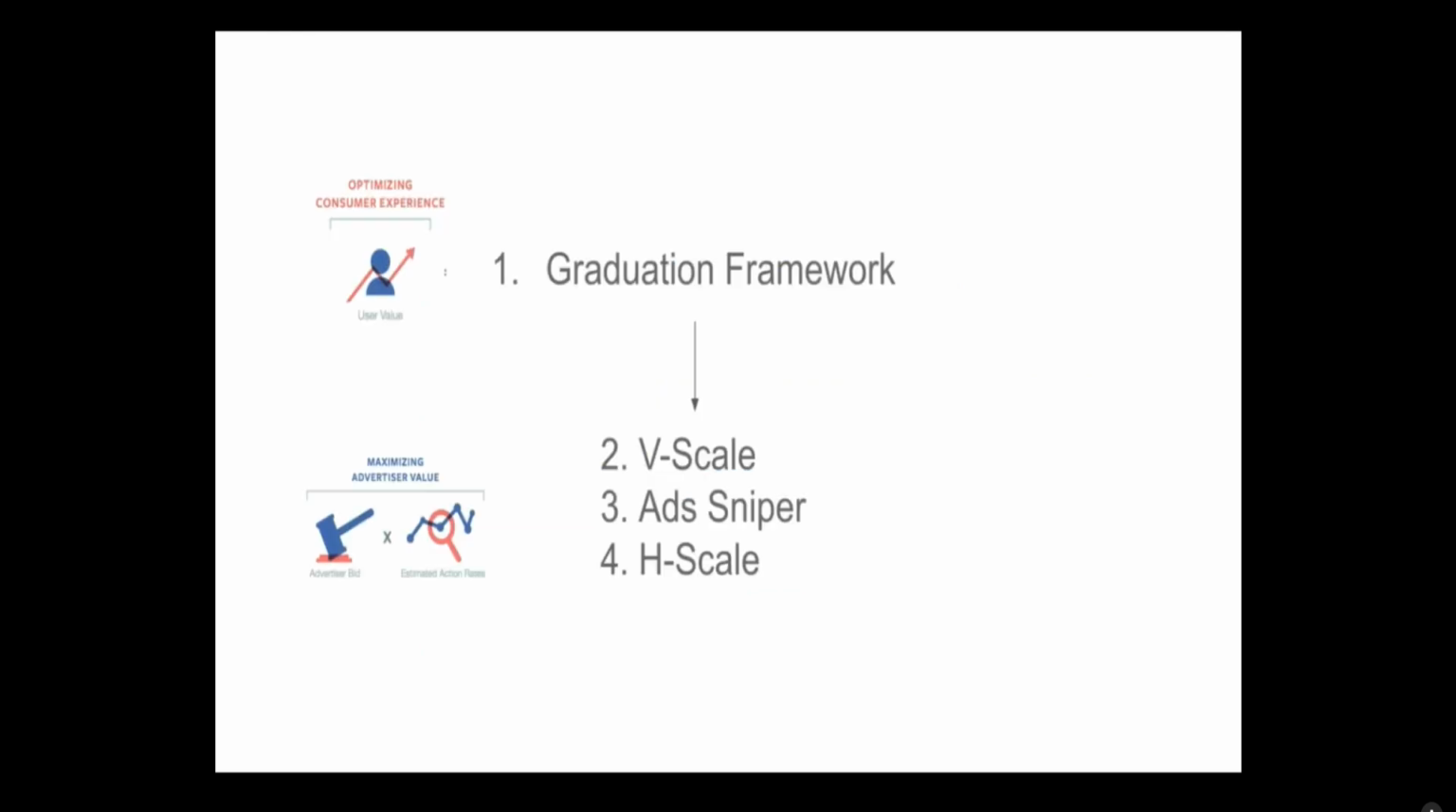Just to recap, number one is the graduation framework. Get that running, get that operational. Then go into V-scaling, so you're increasing your budgets 20% at a time, whether it's daily or every few days. Then go into your ad sniper, so you're optimizing your ad performance. And then you go into H-scaling. And then it's a combination of ad sniper and V-scaling within that.